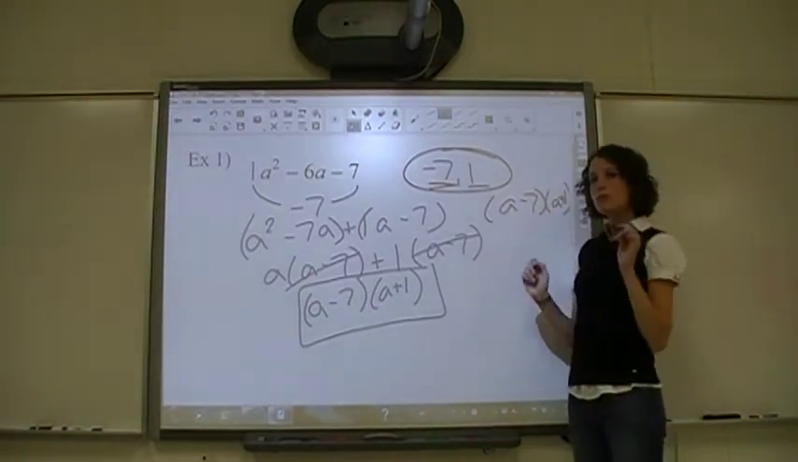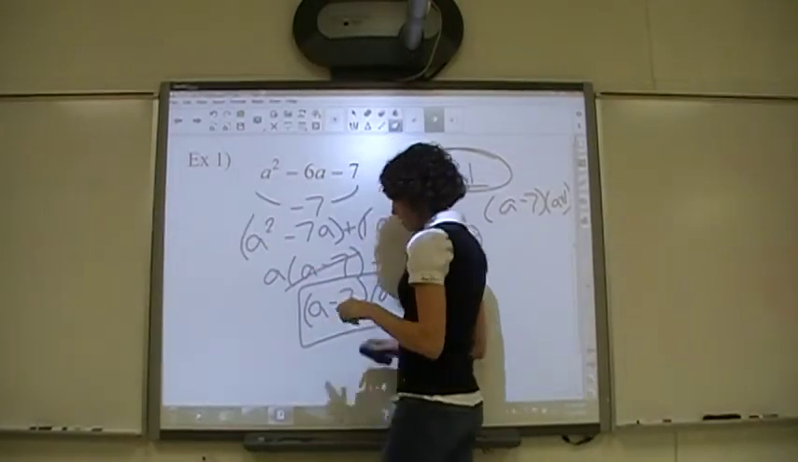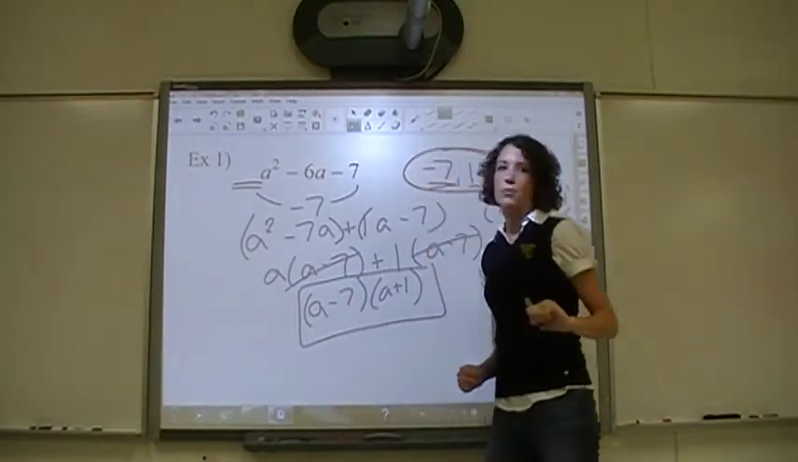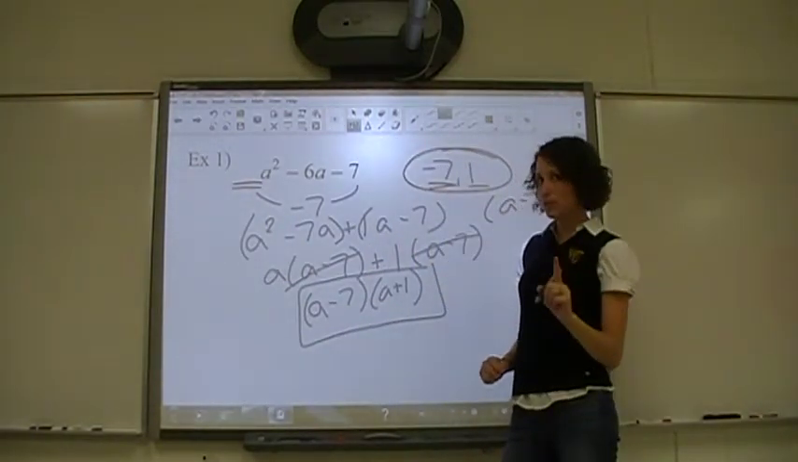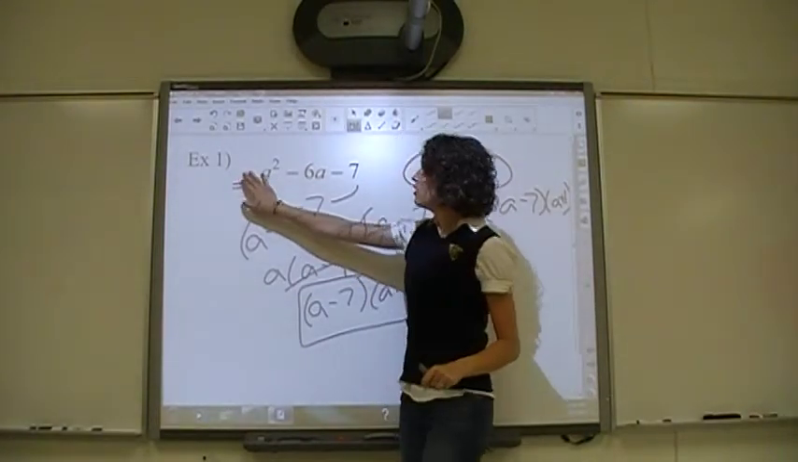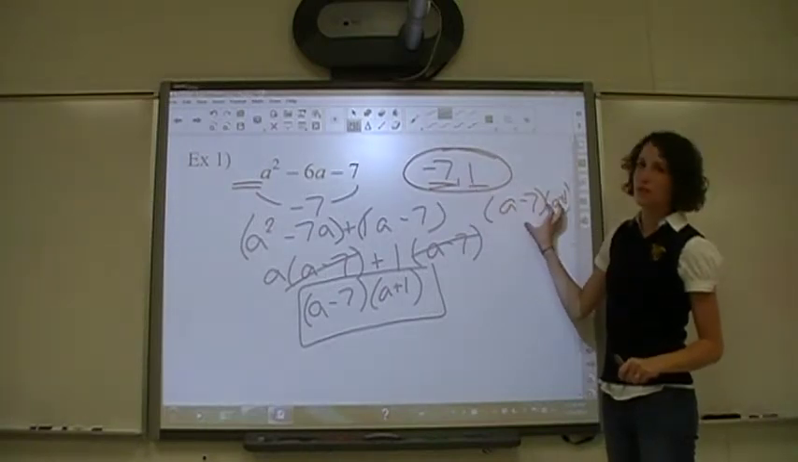Now you can only do this shortcut method when you do not have a leading coefficient, which means you do not have anything in front of your a squared. Okay, that's the only time you can do this. So when you do not have any number in front of this a squared, just simply get the two numbers of negative 7 and 1 and put it right into your factors.